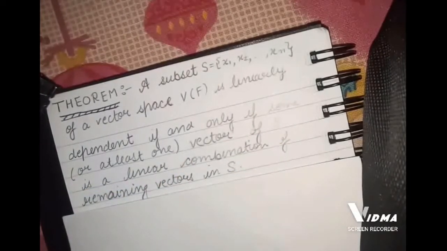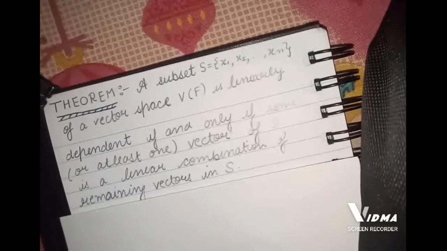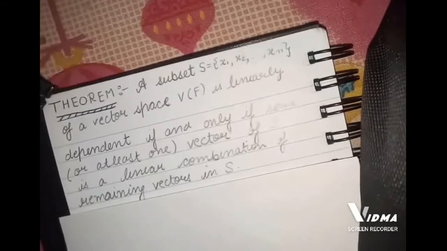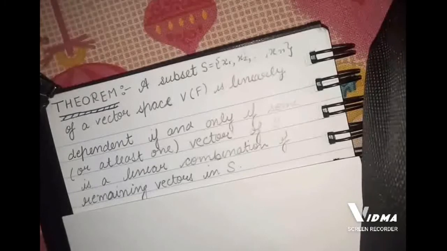So the statement says that if we consider a subset of a vector space Vf and we want to know whether that is linearly dependent or independent, how do we do that? It is possible if and only if we are able to find some vector of that subset which is expressible as a linear combination of the remaining vectors in S.